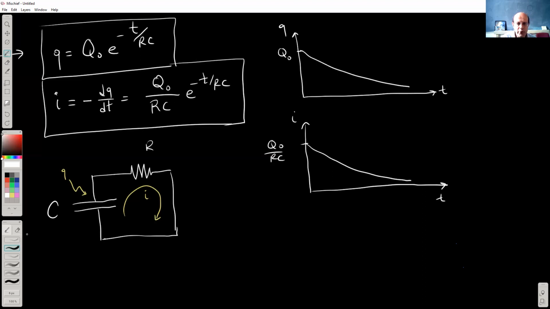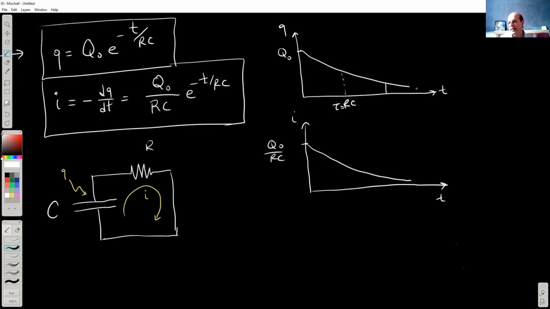So initially, Q0 was the charge on the upper plate. When I connect these two positive and negative plates with a wire, the charge does not immediately disappear. It just takes some time, right? So how much does it take? Well, I need to use the time constant value in here. So that's the time constant value.